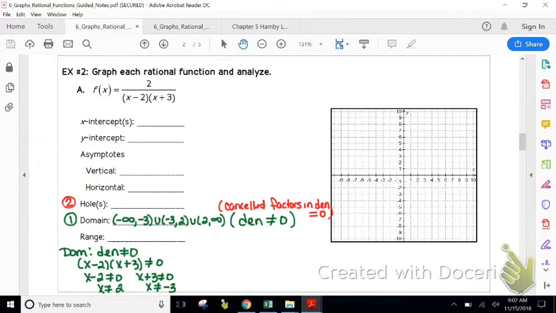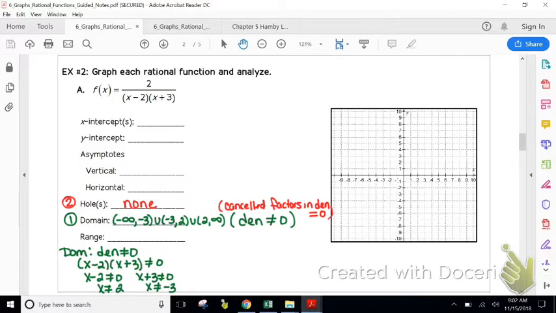Does anything cancel? No, I don't have an x minus 2 on top and bottom. I don't have an x plus 3 on top and bottom. So, nothing cancels, so it's none. Now, don't write this, guys, but if we had like an x minus 2 up here, then it would cancel and we would have a hole, okay? And it'd be at x equals 2, and we'd have to find our y value. But don't worry, we'll find a hole in a little bit on another one.